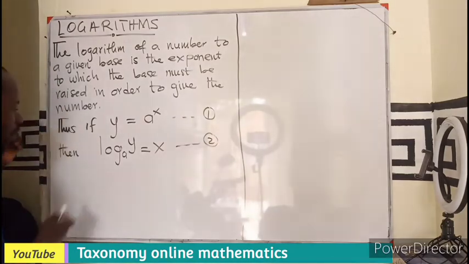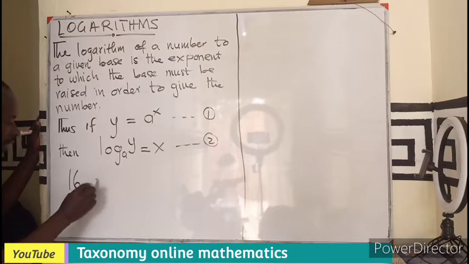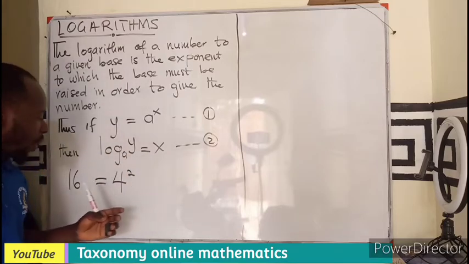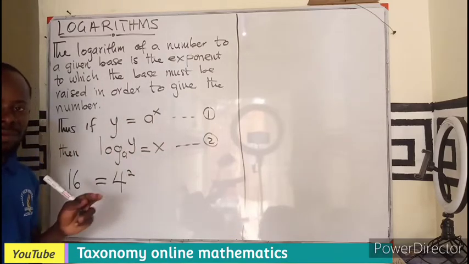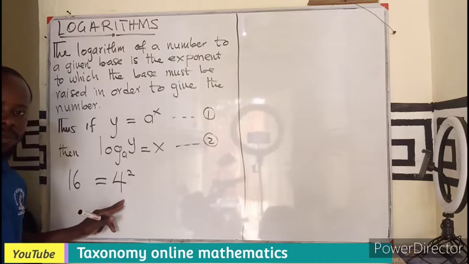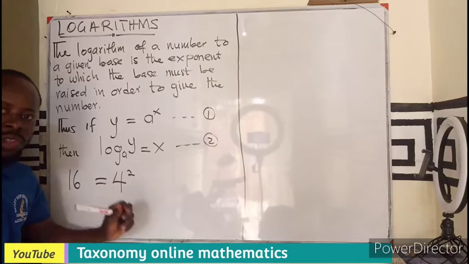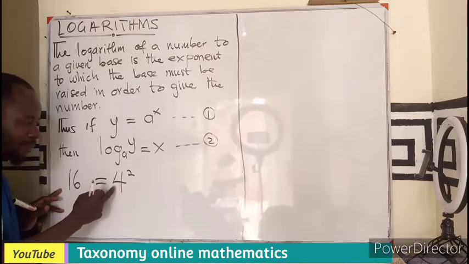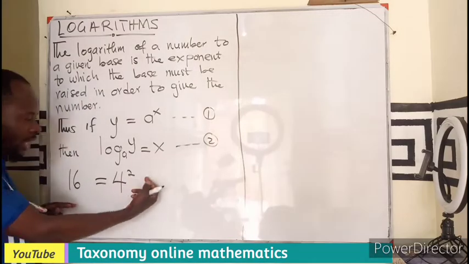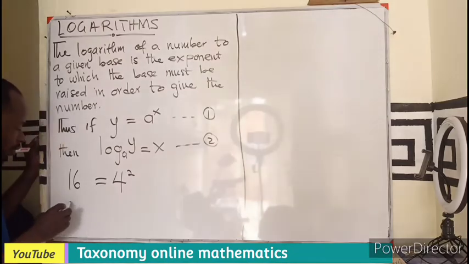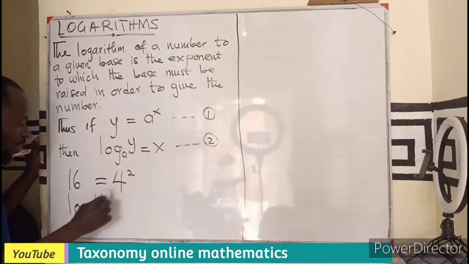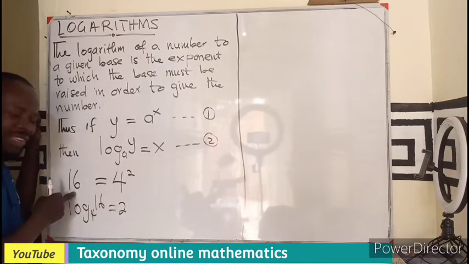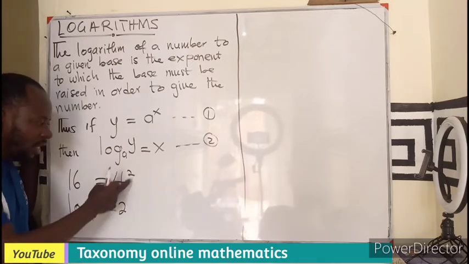So if, for example, you have 16 equals 4 exponent 2, as in indices, and we are asked to write this back into logarithm, the base here is 4. So it means our logarithm is also going to be in base 4. But this will be the number, because the base must be raised to an exponent in order to give us the number. So this is going to be log 16 to the base 4 is equal to 2. Log 16, which is a number, to the base 4 is equal to the exponent.